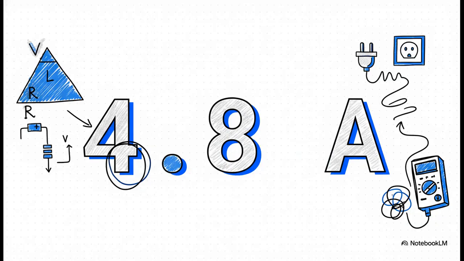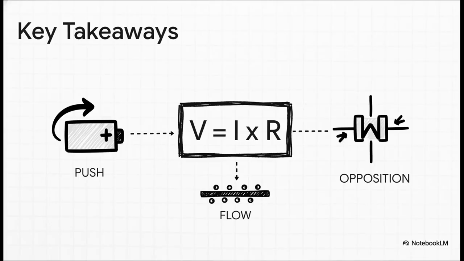To find the current, remember, you cover up the I on the triangle, which leaves you with V divided by R, so 120 volts divided by 25 ohms gives us 4.8 amps. See? It's simple, it's powerful, and it's totally predictable. So let's just quickly recap the most important takeaways. Voltage is the push, current is the flow, resistance is the opposition, and the incredibly simple formula, V equals I times R, is what describes their entire dance.